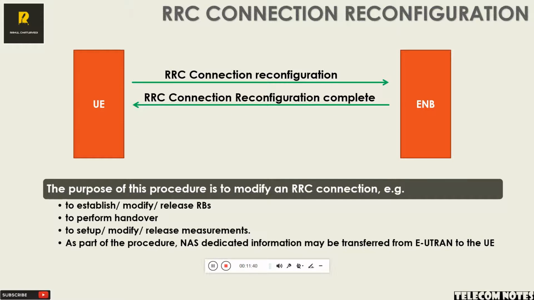Coming to the RRC connection reconfiguration, again in the reconfiguration, the UE sends RRC connection reconfiguration to E node B, and when it has been completed, then E node B confirms to the UE with RRC connection reconfiguration complete. The purpose of this procedure is to modify an RRC connection, for example to establish, modify, release RBs, radio bearers.